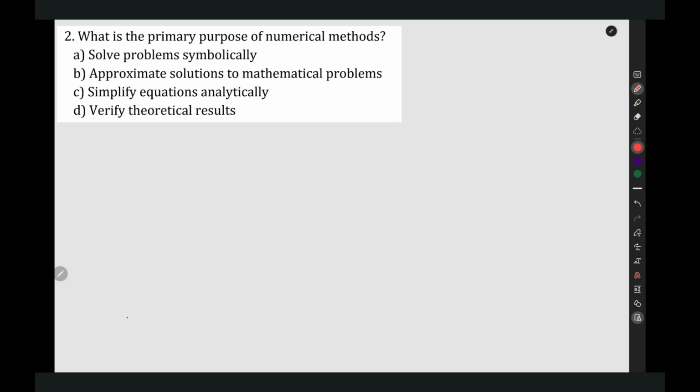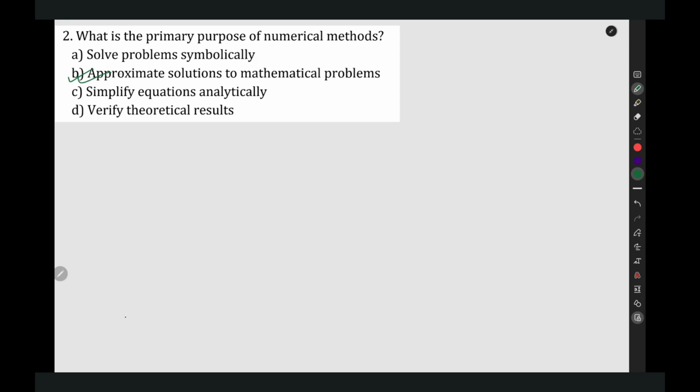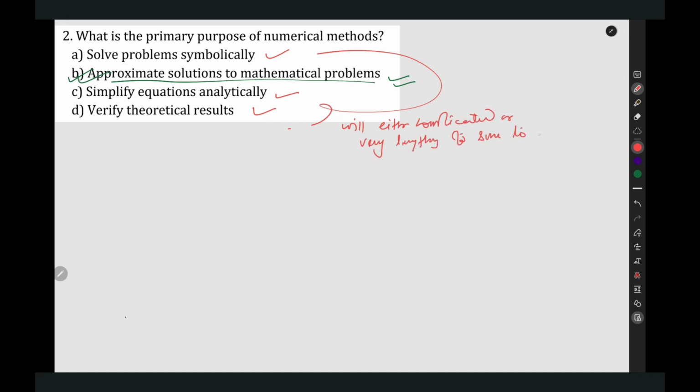The second question is, what is the primary purpose of numerical methods? We have seen during the introduction that the primary purpose of numerical methods is to find the approximate solution to mathematical problems. So option B is correct. For this type of question, we do not proceed through symbolic or analytical or theoretical methods because the solution through all these will be either complicated or very lengthy to solve to an exact value. So we proceed to find an approximate solution to the mathematical problems.